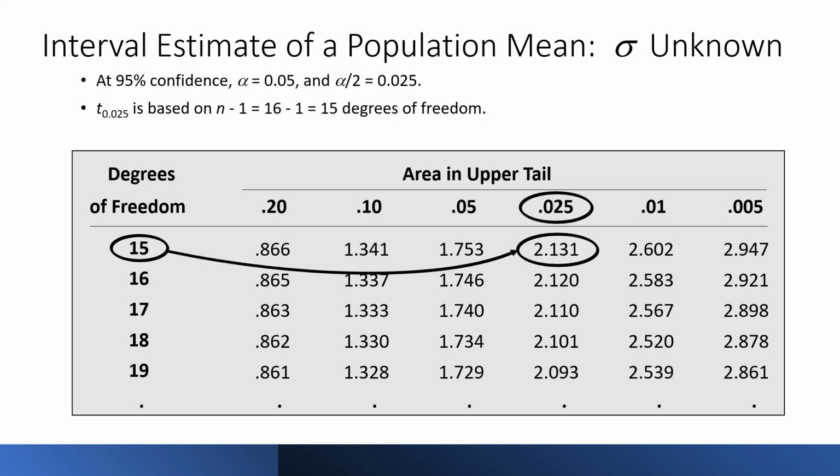So what we do is we go down to 15 degrees of freedom. Since we were looking at the 95% confidence interval, that means that the area in the upper tail is going to be 0.025. So 15 degrees of freedom intersects with the alpha value of 0.025 to give me a t-value of 2.131. And as a reminder, we were able to get 15 degrees of freedom because we had 16 apartments, and degrees of freedom is n minus 1, so 16 minus 1 gave me 15 degrees of freedom for this problem.